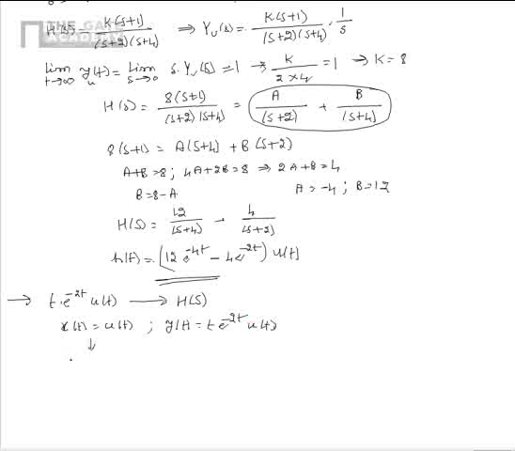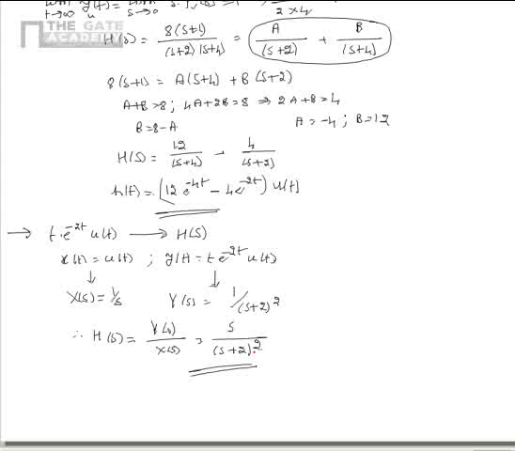So as x of t is equal to u of t, x of s is equal to 1 by s. Also we can see that from the given y of t, y of s is equal to 1 by s plus 2 whole square. From this we can write that the transfer function of the LTI system is given as h of s is equal to y of s divided by x of s, which upon simplification becomes s divided by s plus 2 whole square. From this we see that the transfer function from the given information is s divided by s plus 2 whole square.